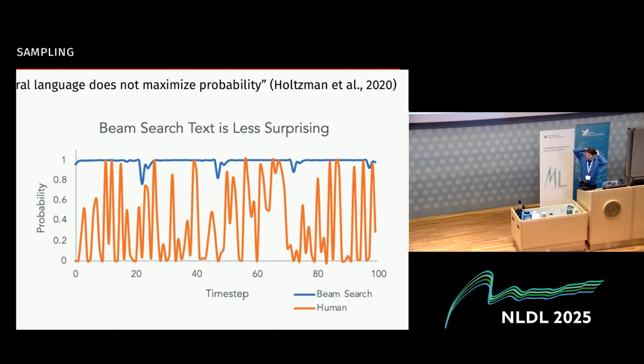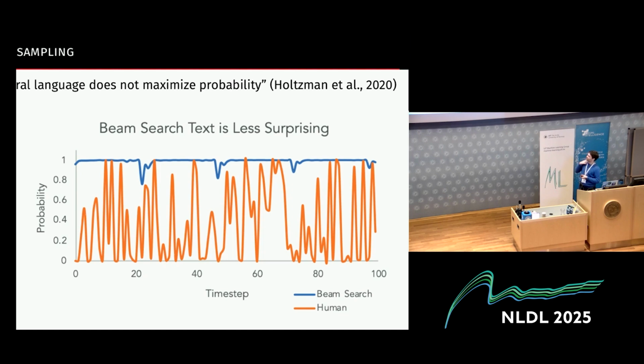This searching for the most probable sequence is good, but it's often not what we actually want. And as Holtzman said in this paper, natural language does not maximize probability. You probably notice that when people talk, they are not robots. They sometimes say something unexpected, surprising, interesting, not just the most mundane things that follow one after each other.